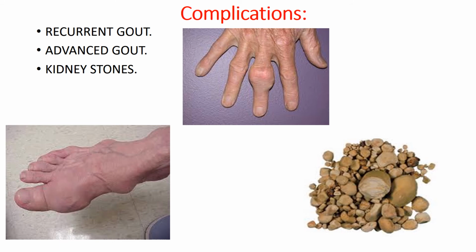The second complication is advanced gout. Untreated gout may cause deposits of urate crystals to form under the skin in nodules called tophi. Tophi can develop in several areas such as your fingers, hands, feet, elbows, along with the back of your ankles. They are usually not painful but can be swollen and tender during gout attacks.